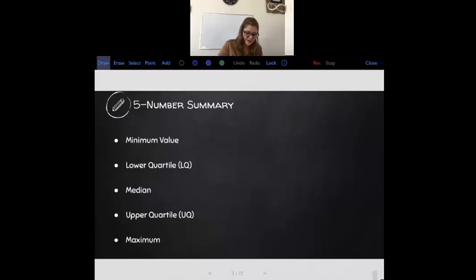So the 5-number summary of a data set includes these 5 values: the minimum value, the lower quartile, which we'll talk about in a minute, the median, the upper quartile, and the maximum. The minimum is the smallest value in the data set. So again, write your numbers smallest to biggest to get these.